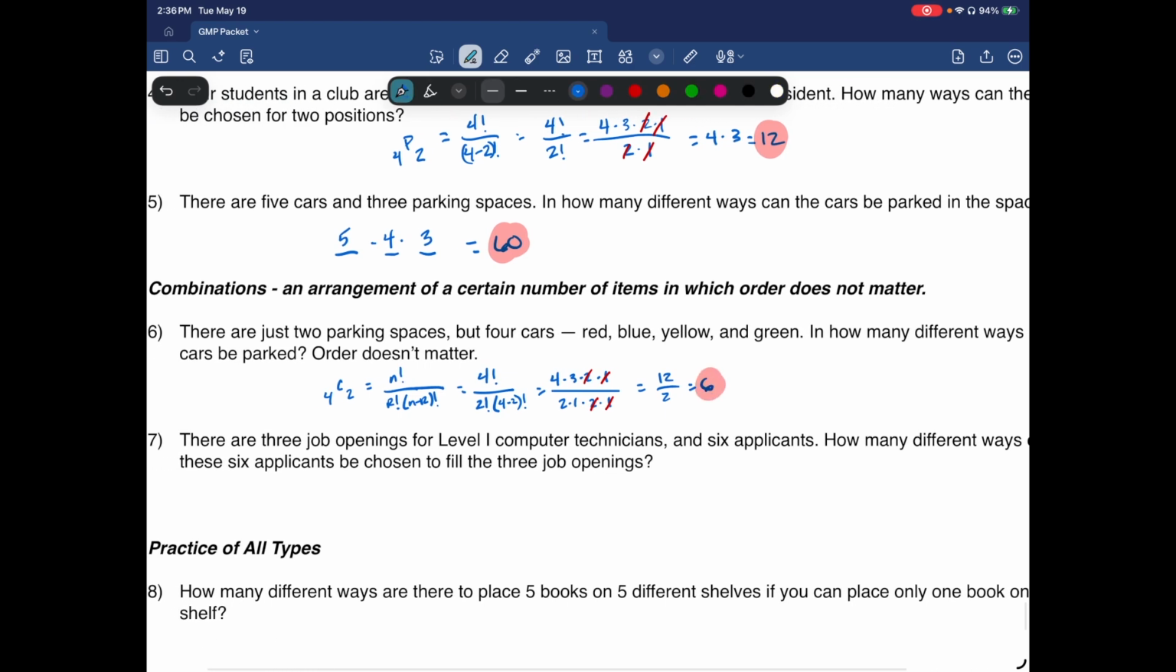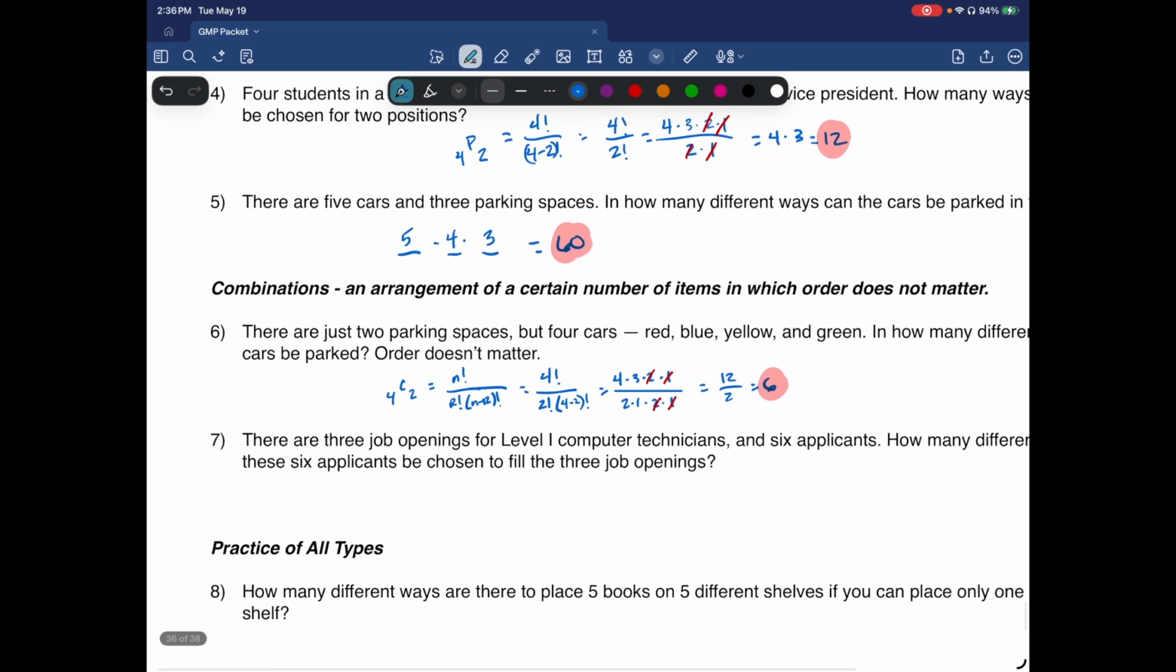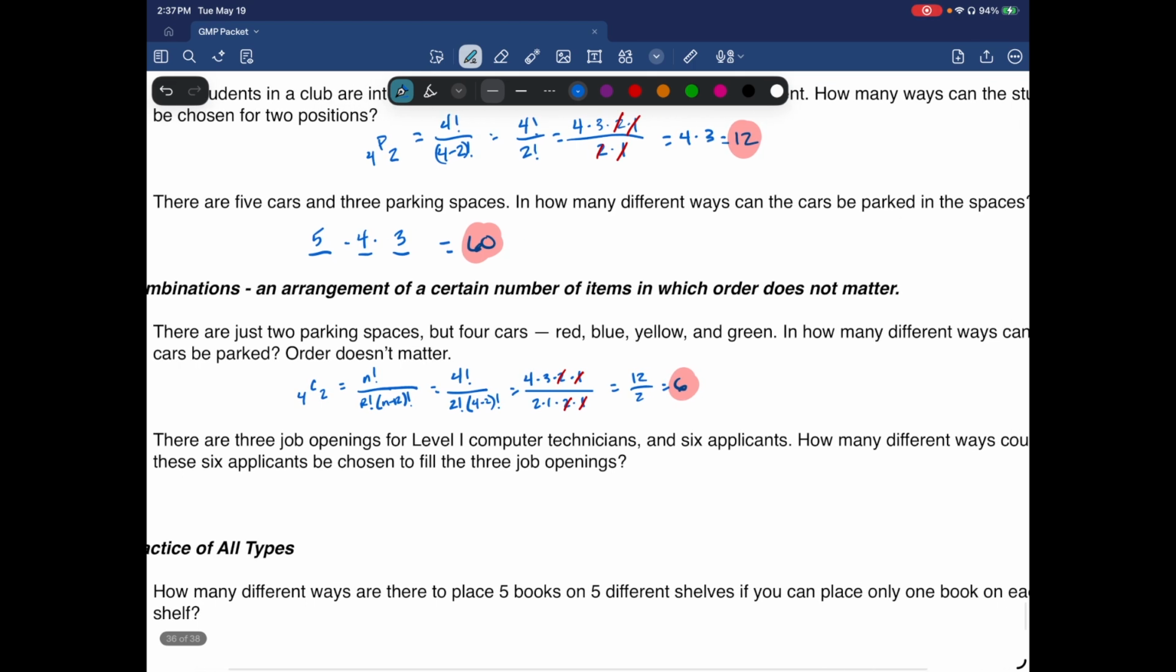All right. There are 3 job openings for a level 1 computer technician, 6 applicants. How many different ways could these 6 applicants be chosen for the 3 jobs? So this would be 6 choose 3. All right, so we've already done the formula. This is going to be 6 factorial over 3 factorial. 6 minus 3 is 3, so 3 factorial.